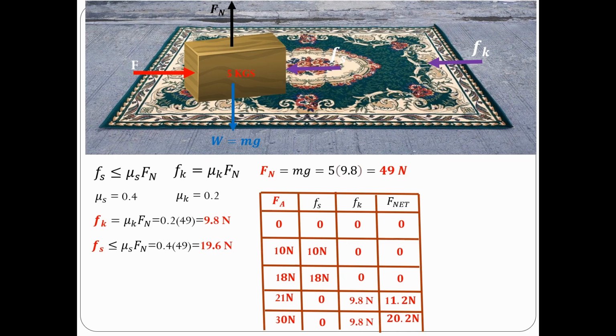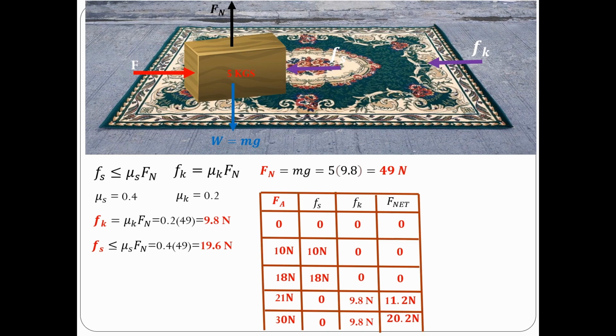Even though the kinetic friction is 9.8 newtons, this value only applies if the box is sliding. Now what is the static friction force? Will the box move? Notice that the applied force of 10 newtons is less than the maximum static friction force of 19.6 newtons. So the box will not move, which means that there is no kinetic friction force because the box is not moving. The kinetic friction force only exists if the box is sliding against the carpet.